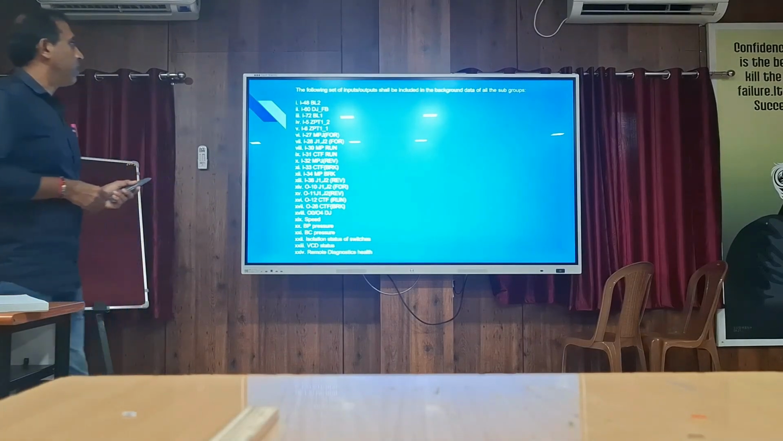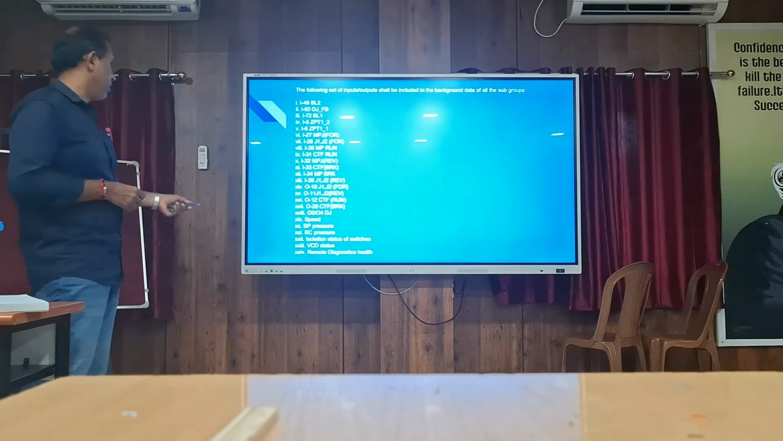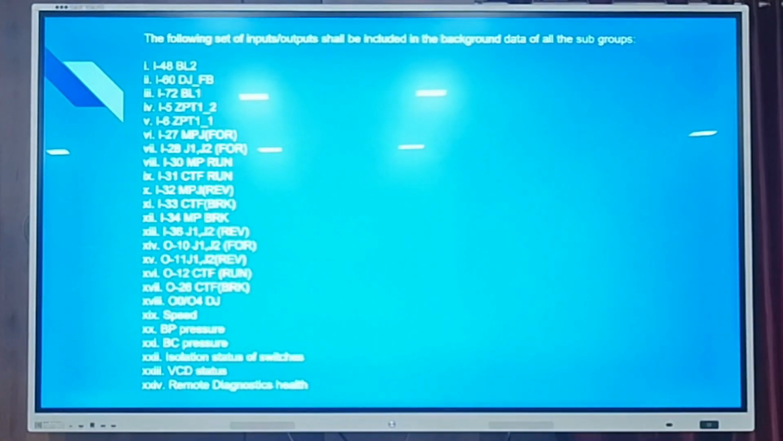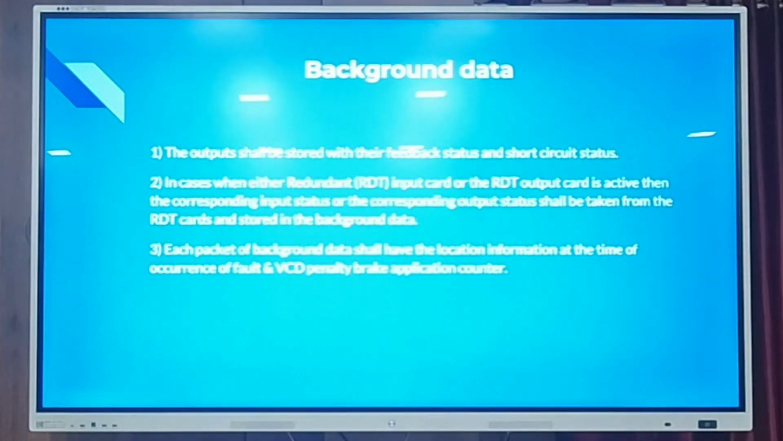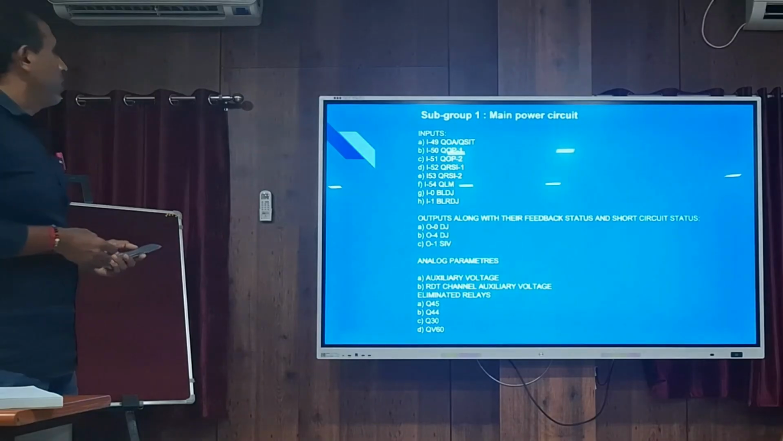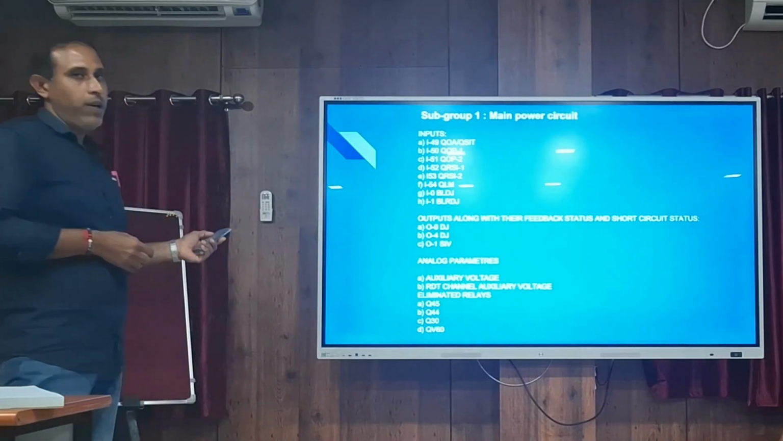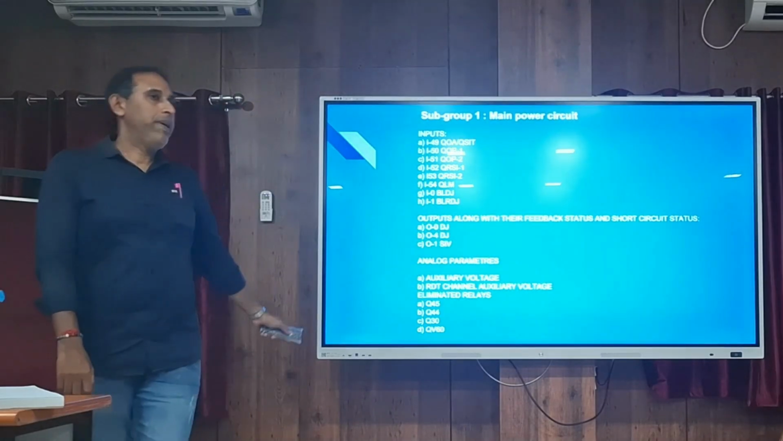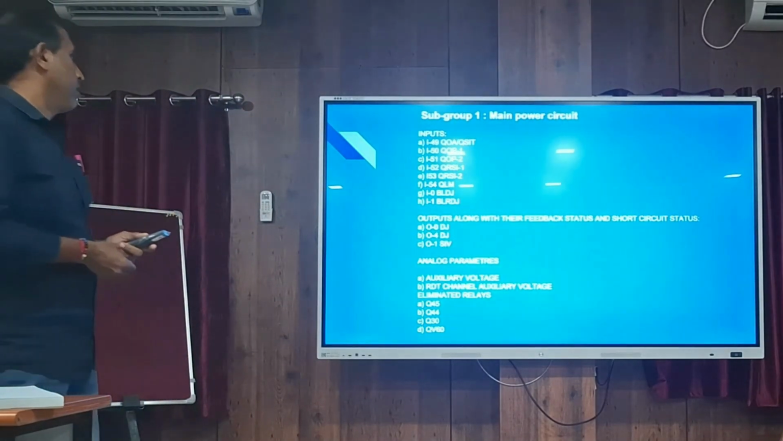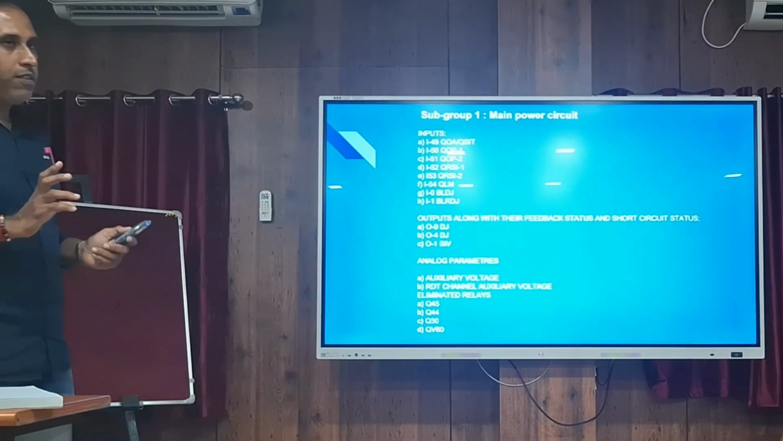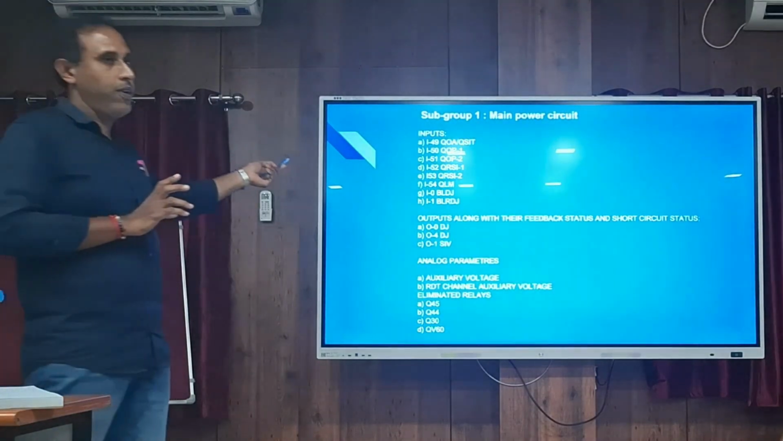Next we are going to background data. Background data, I have already told you, has 24 parameters. It should be available in all the fault data, for 5 seconds before and 3 seconds after. And each data packet shall have the location information, the VCD and penalty application program. If redundant is active, that also should be available. So if any fault defined in subgroup 1 comes, then all these inputs and these outputs should be mandatorily available. That means if one fault occurs which falls in subgroup 1.